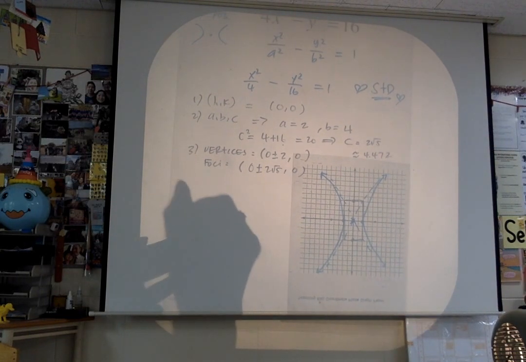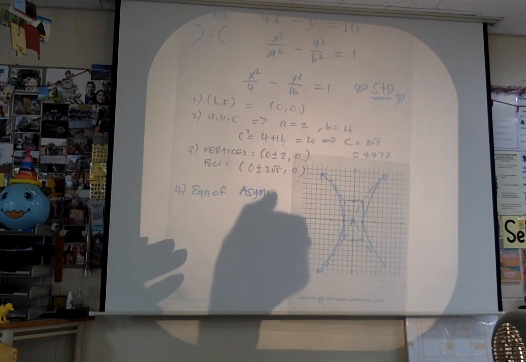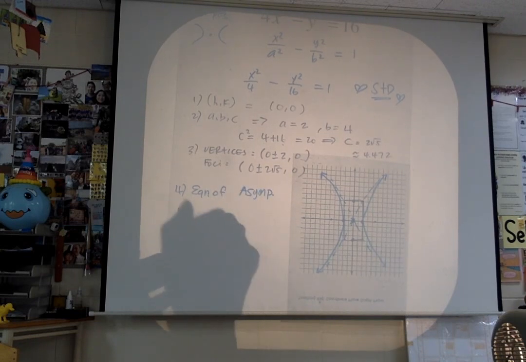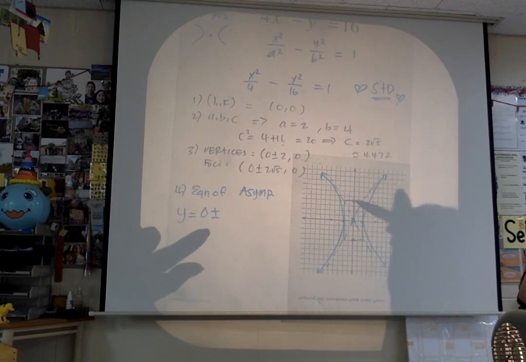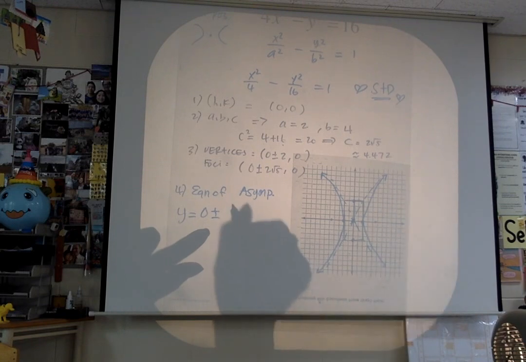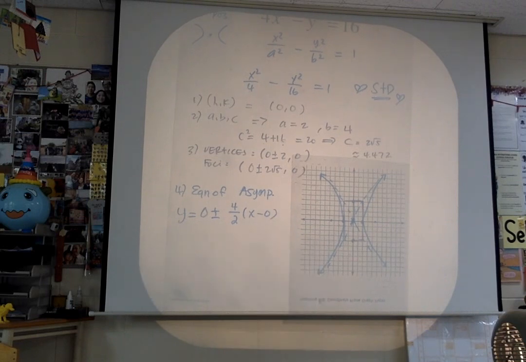So now let's write our equation of asymptotes. It's going to be y equals, your k was 0, plus or negative b over a again, because this is your a. How much is your b? 4. Your a is 2. Times x minus 0, because our h, k was 0. So it's going to be plus or negative 2x, our equation of the asymptote. See how easy it is to sketch?